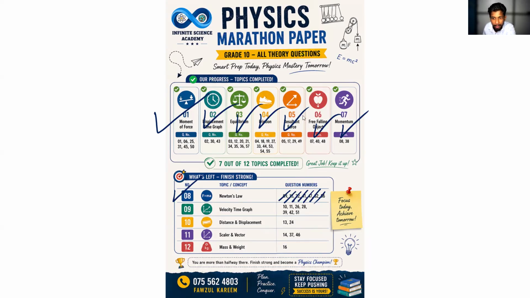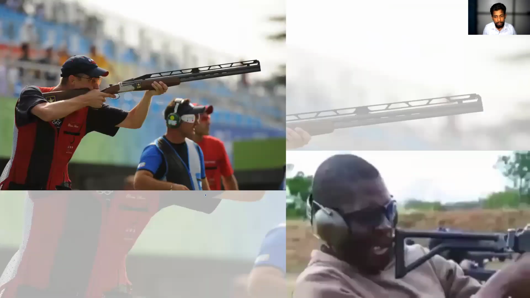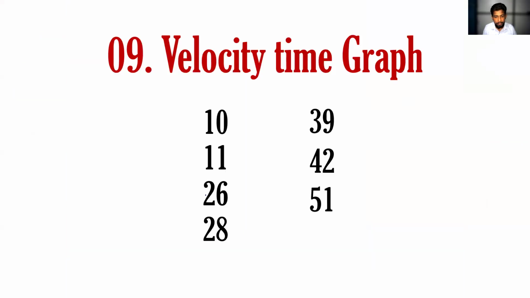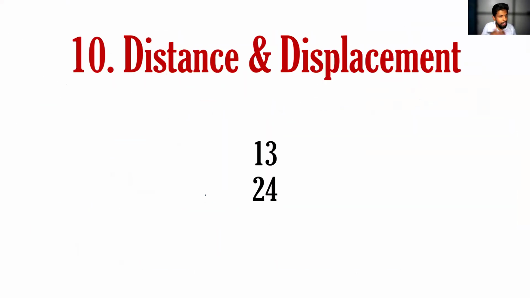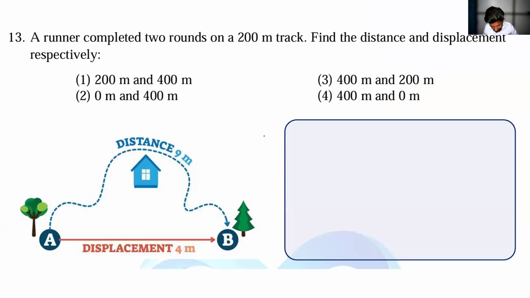Okay. Now, the velocity time graph, that we have also discussed. Now we are going to move to the 10th concept, that is displacement and distance. Already we had discussed these velocity time graph questions, and the distance and displacement time graph. Okay. Listen here. Distance and displacement.